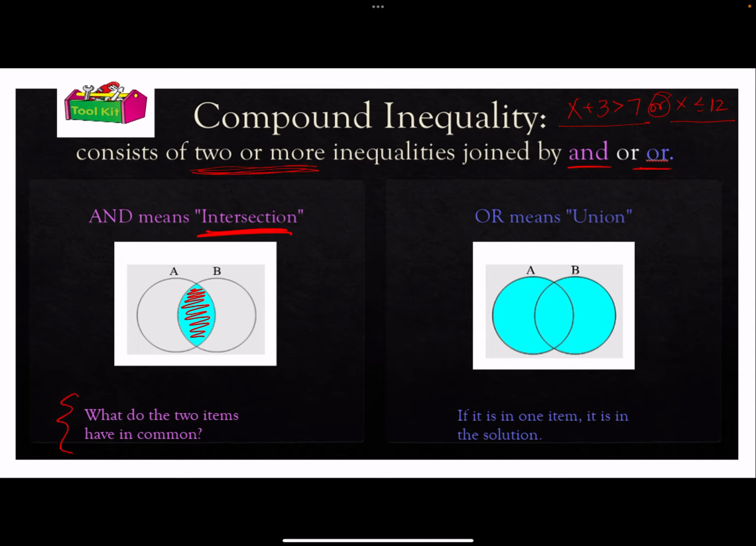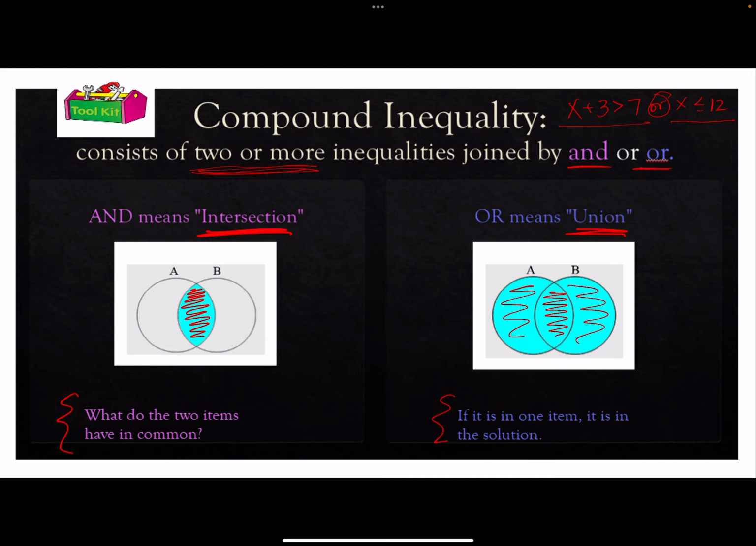On the other hand, the word or means union. So normally when you think about like that hot dog and hamburger example, if I say I want a hot dog or a hamburger, I normally mean like one or the other. This would be like hot dog, this would be like hamburger. But in math, or is a little tricky because it really means one or the other or both. So if I say I want a hot dog or a hamburger, it's kind of like I would eat a hot dog, or I would eat just a hamburger, or I would eat a hot dog and a hamburger. Or in other words, like if it's in one item, it's a part of the solution. So those are our definitions.